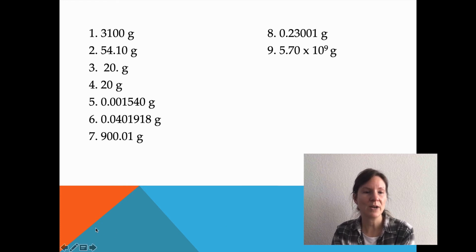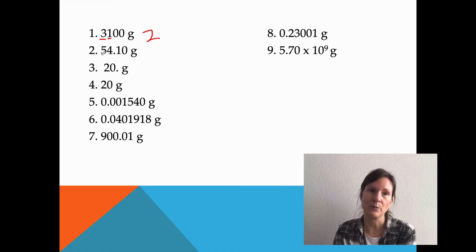Number 1 does not have a decimal point. So I start over where the decimal point should be and move over to my first non-zero, which is the 1. The 1 and everything else to the left of it is measured, so that has 2 sig figs, or 2 measured values. Number 2, I have a decimal point, so I start on the left, find my first non-zero, which is the 5, and the 5 and everything after it is measured. So there are 4 things there, including that 0.